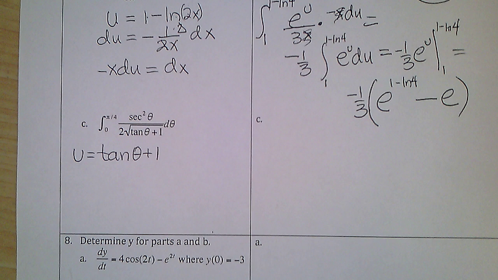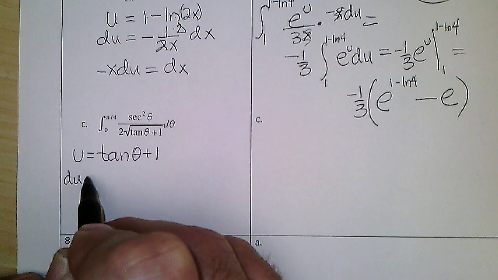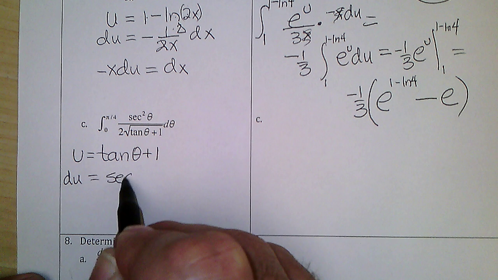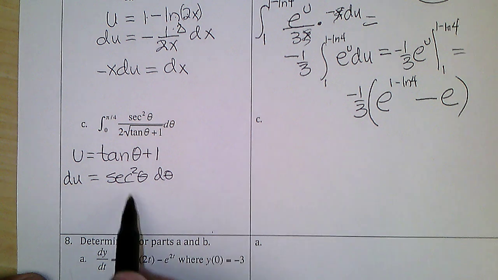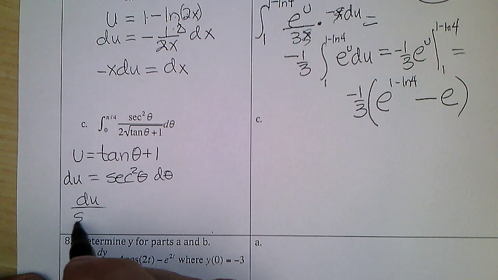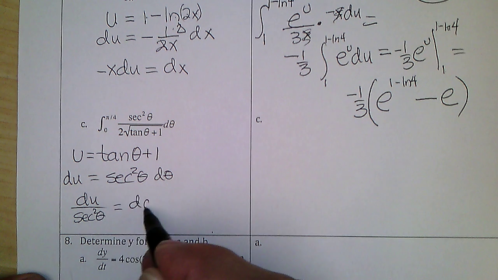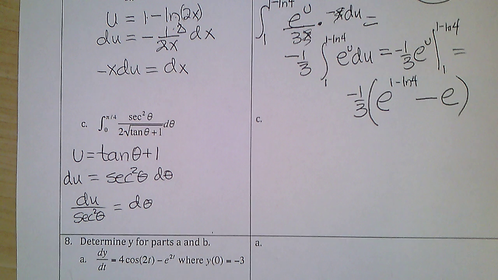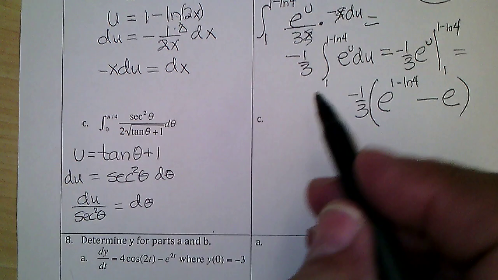Notice I went through and just thought about the different things and what they would produce. This one will produce du equal to secant squared theta d theta divided by the secant squared. I get du over secant squared, that's what d theta will be equal to. So you have to know your derivatives to be able to do some of these.